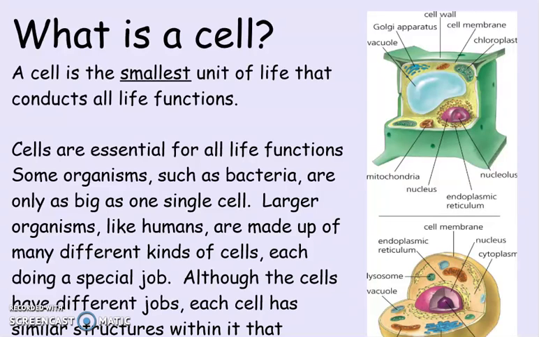So anything that is as small as a single cell organism or a unicellular organism, all the way to multicellular organisms like humans, are made up of a bunch of different kinds of cells, and they each have a specific job to do.